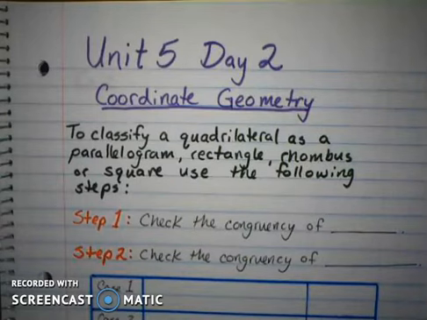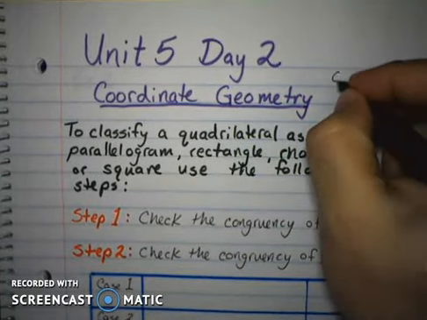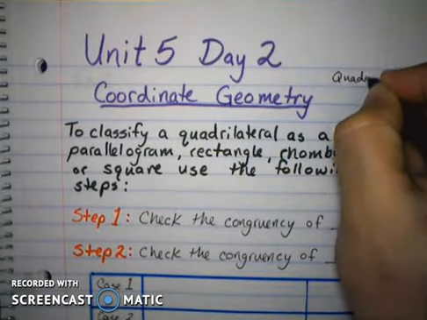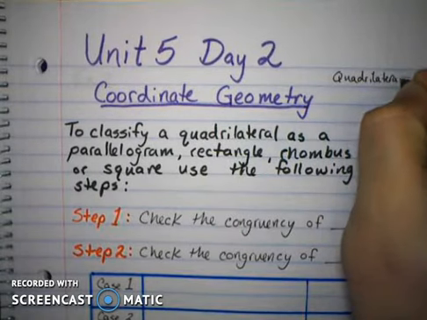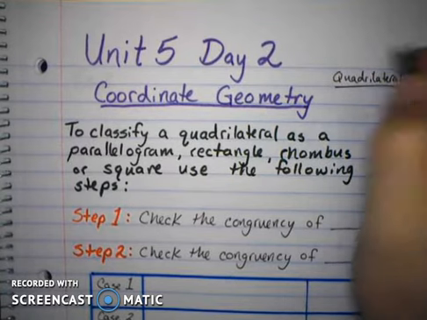All right, let's go ahead and take a look at Unit 5, Day 2. We are talking about coordinate geometry, and again, we are focusing on quadrilaterals. Those are four-sided polygons.